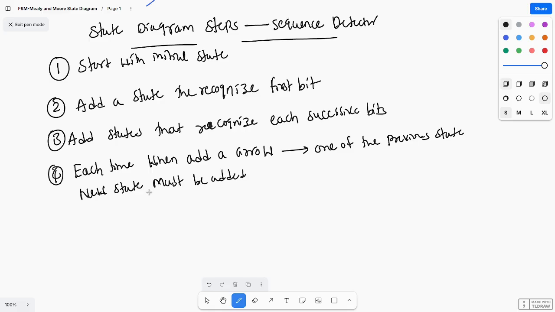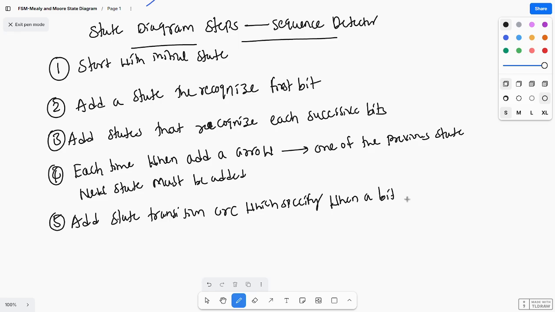Okay, add state transition arcs, which specify when a bit is not in the proper sequence. So that means we specify when a bit is not in a proper sequence.